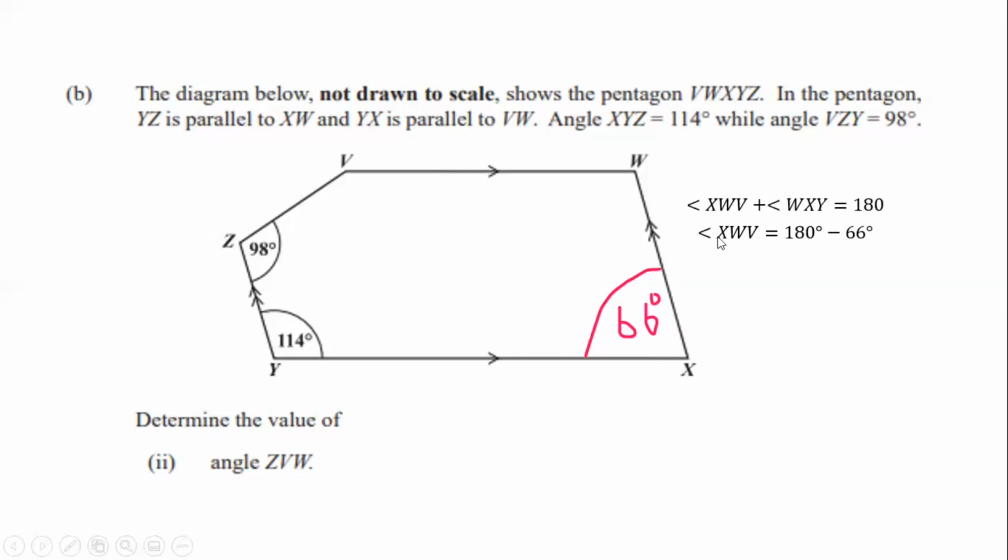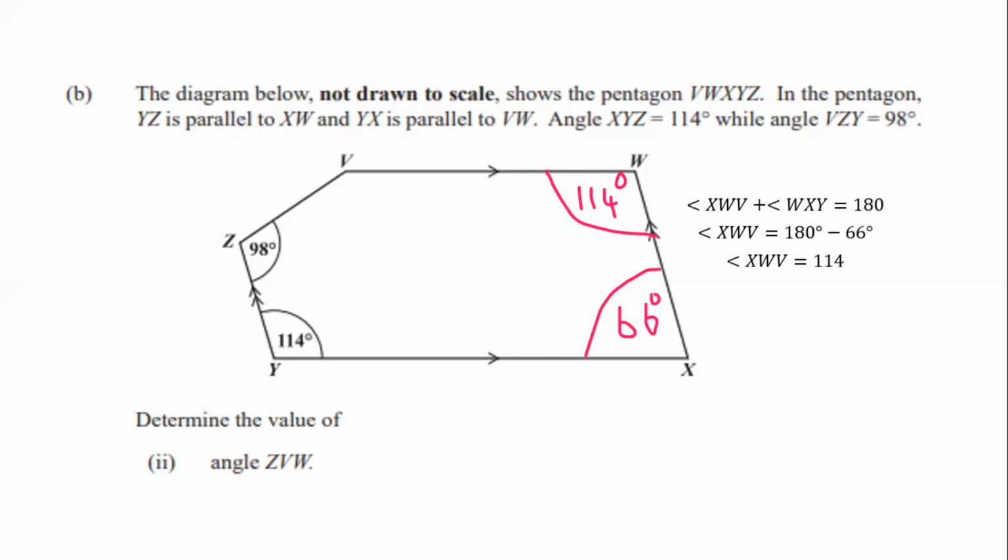So angle XWV would then be 180 degrees minus 66 degrees, and we'll get angle XWV to be 114 degrees. So basically, the magnitude at W, as W is in the center of the order, is 114 degrees. Now we have 4 of the 5 angles that should be in this pentagon.